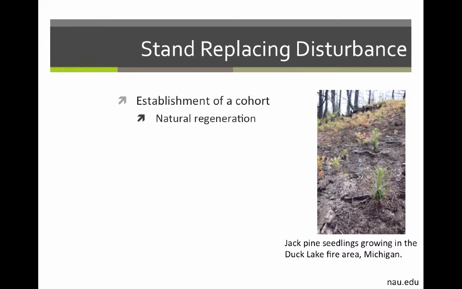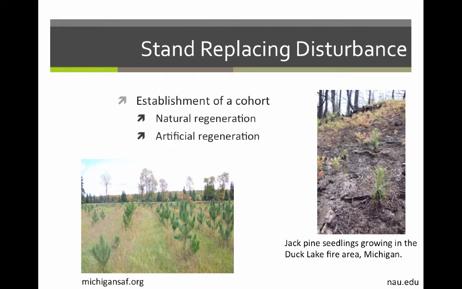And this can be done through natural regeneration. And we talked about both the advantages and disadvantages of natural regeneration. So here's an example of jack pine seedlings growing in the Duck Lake fire area, or they can be artificial regeneration. And this is an example of that artificial regeneration.